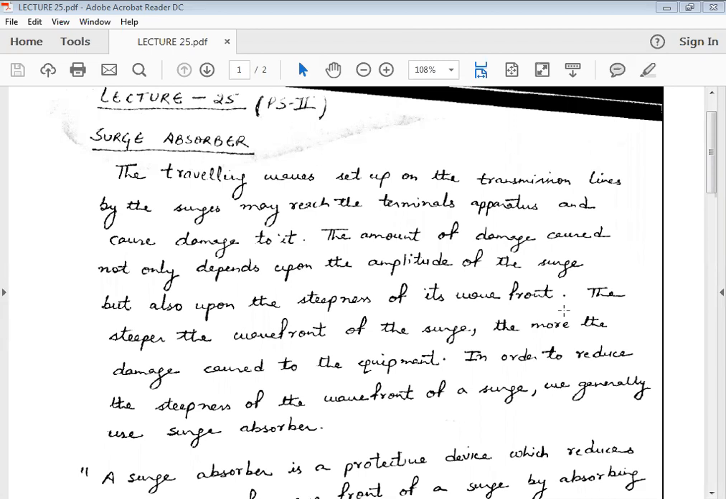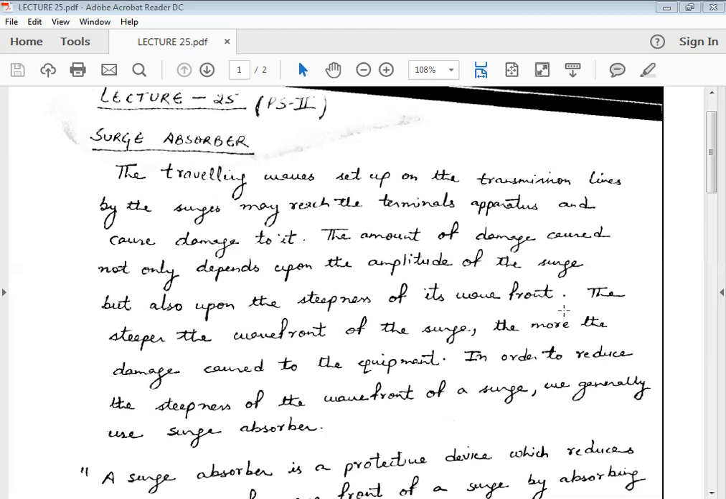From the past few days we are discussing lightning strokes. What are the various methods available for protection against lightning strokes? We had discussed various methods, namely the earthing screen for protection against direct lightning. Another one is the ground wire, which is placed in parallel with the live conductor to protect it from lightning strokes. But in both cases, the major disadvantage is regarding the traveling waves.